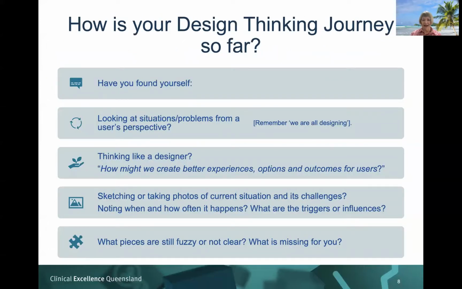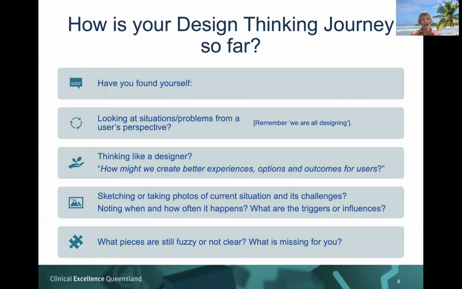So looking at all that, I guess we're wondering what is your understanding of design thinking so far? What's your journey been like? Have you found yourself actually looking at situations in a new way? Perhaps remembering that we are all designing, perhaps taking much more of a user's perspective? Have you started thinking like a designer? Even though we're designing all the time, we don't always think that way. Are you now thinking, how might we create better experiences and outcomes for users?